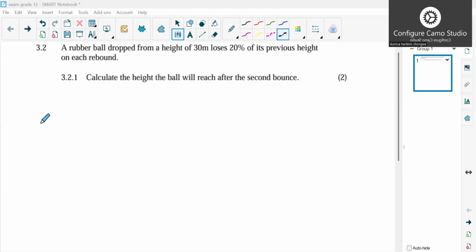Welcome, guys. Welcome to another lesson of the Daily Dose of Mathematics. Today we're doing 3.2 and then we're going to be focusing on 3.2.1 of the June 2026 Limpopo question paper. Limpopo, what is our question for today?